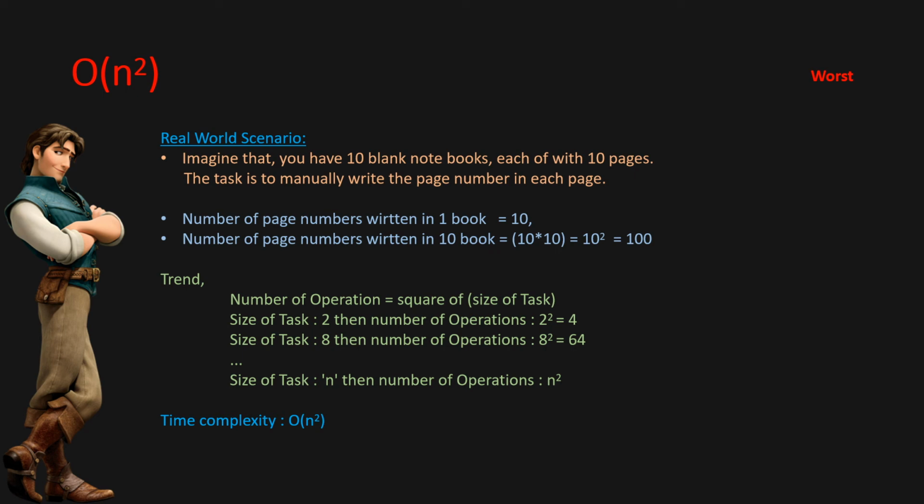Here, when we see the trend, in O(n^2), the number of operations is equal to the square of the size of the task. That is, if the size of the task is 2, then the number of operations is equal to 2 squared, that is 4. If the size of the task is 8, then the number of operations is 8 squared, that is 64. Likewise, if the size of the task is n, then the number of operations is n^2. Hence, it has a time complexity of O(n^2).